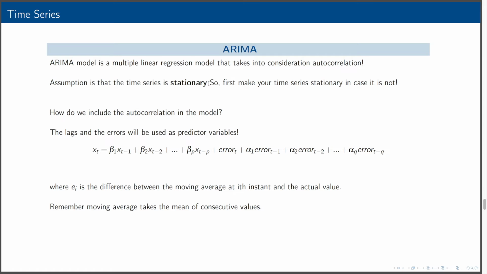So you have to either decompose it, or if you're not sure what the trend or the seasonality is, you can simply difference the series, like take consecutive values and subtract them from each other. And the idea is we want to include autocorrelation. How do we do it? Well, we're going to use the lags and the errors as predictor variables. And before we go on, these errors are not the remaining part of the time series. Let's call that random.